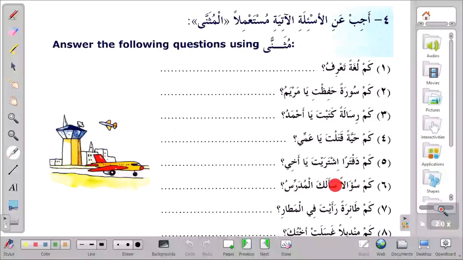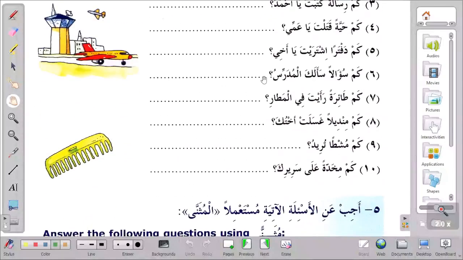كم سؤالا سألك المدرس؟ How many questions did the teacher ask you? So سألني, he asked me. سؤالين. Okay. Oh, that is clear. So سألني سؤالين. Or سألني المدرس سؤالين.